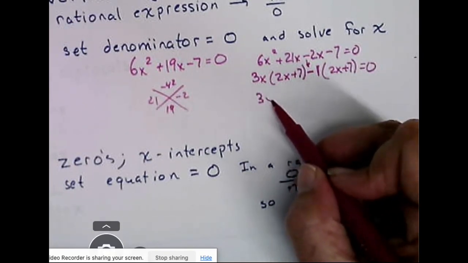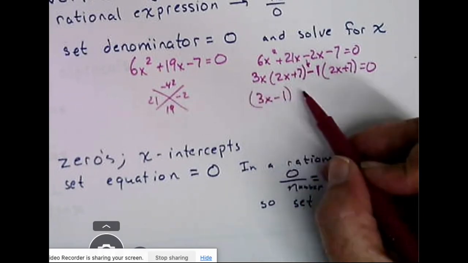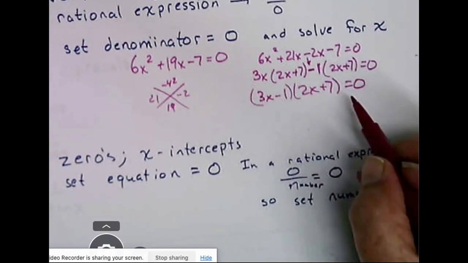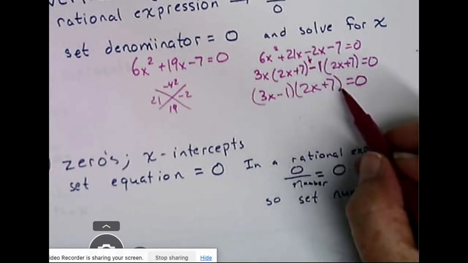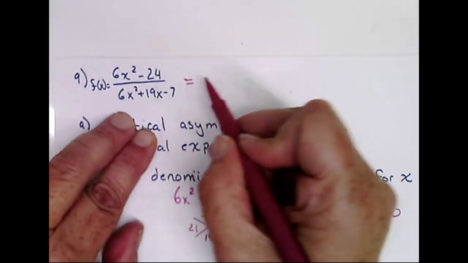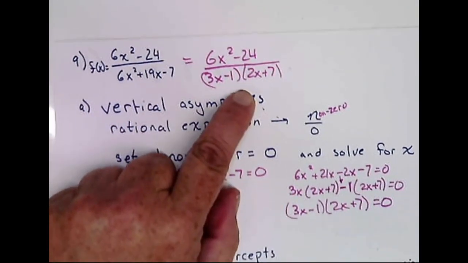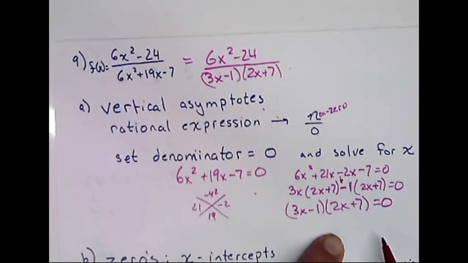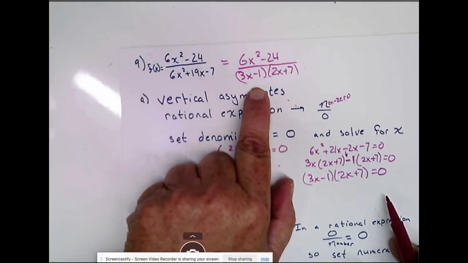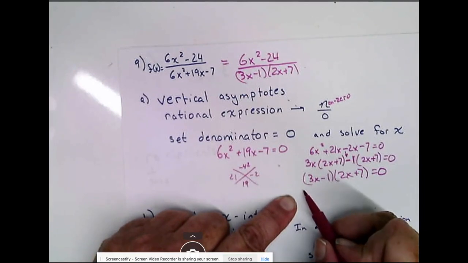And then factor out my 2x plus 7. And I'm going to pause for a minute before I finish solving this. If our original equation had been written like this, then it would have been really easy to find the two places where this is undefined, which is going to be our vertical asymptotes.